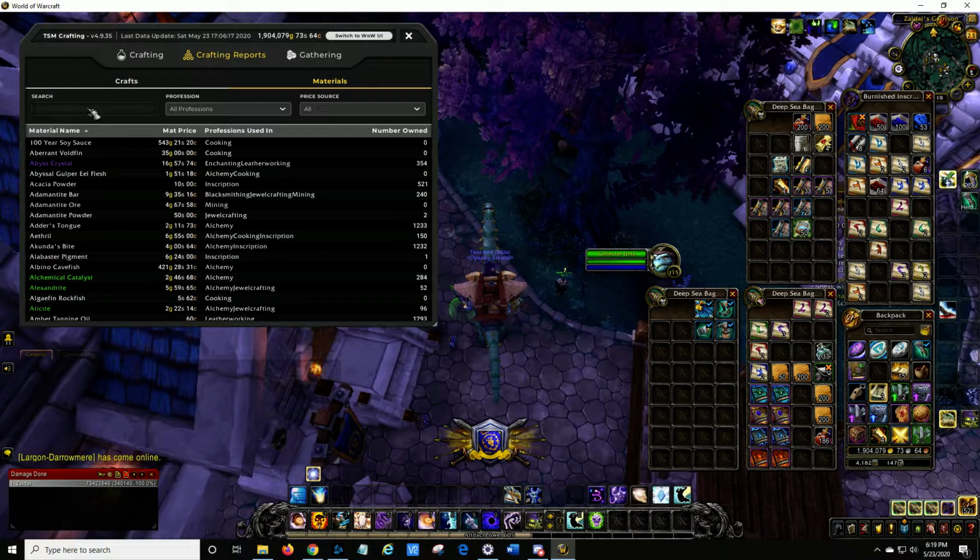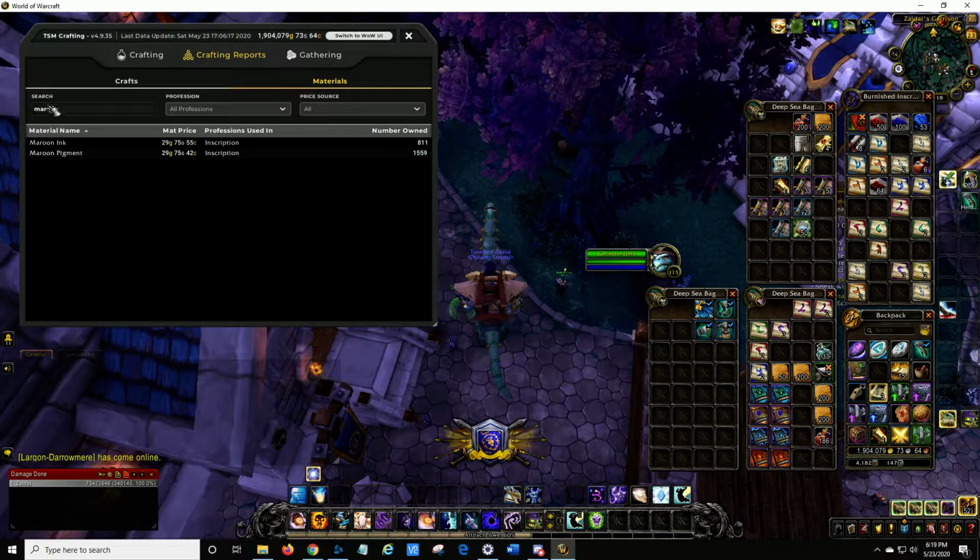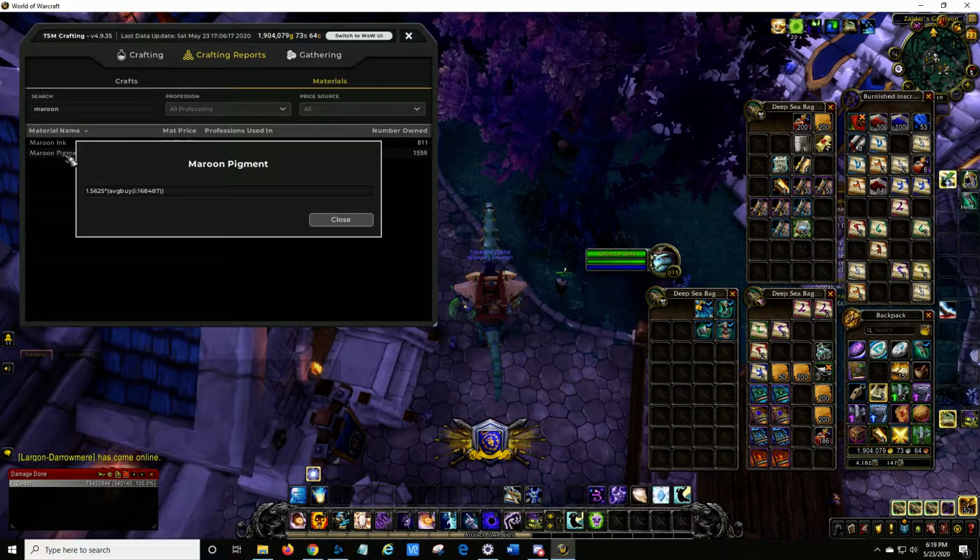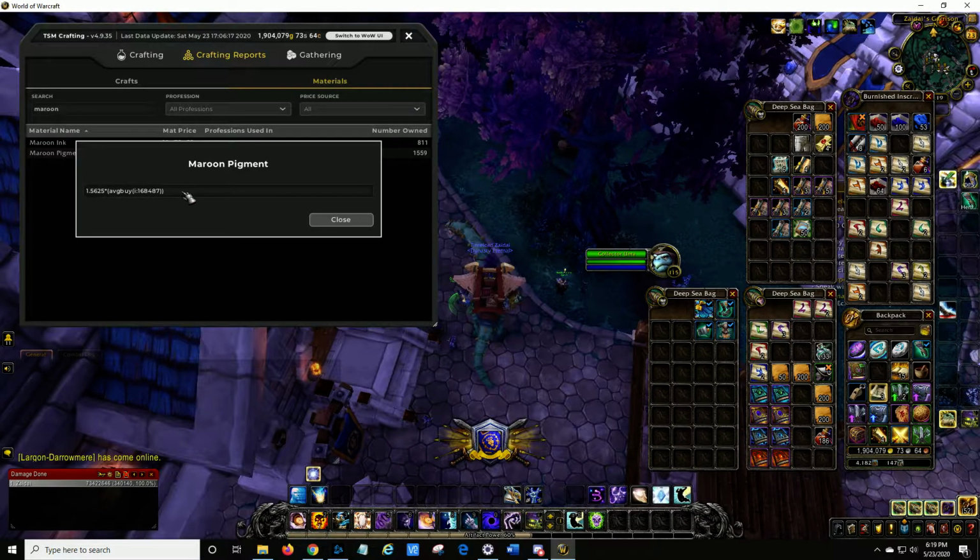And I can't remember if I talked about this at the start, because I made a video earlier. Did I mention the... I'm pretty sure I did mention that. So anyway, you can calculate how much it costs to make your pigments and stuff.